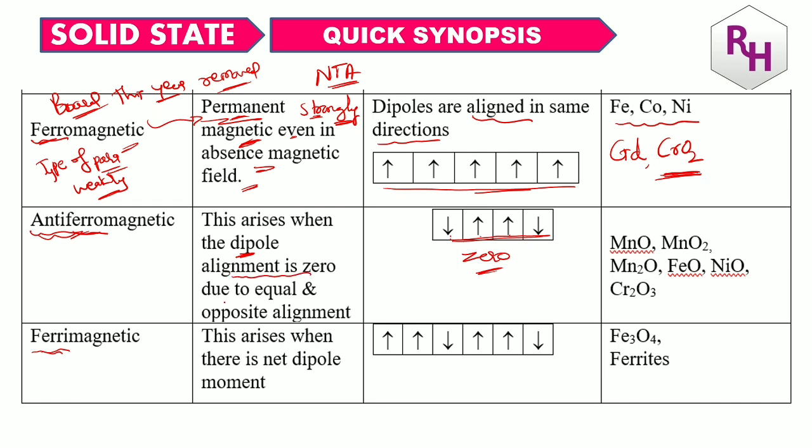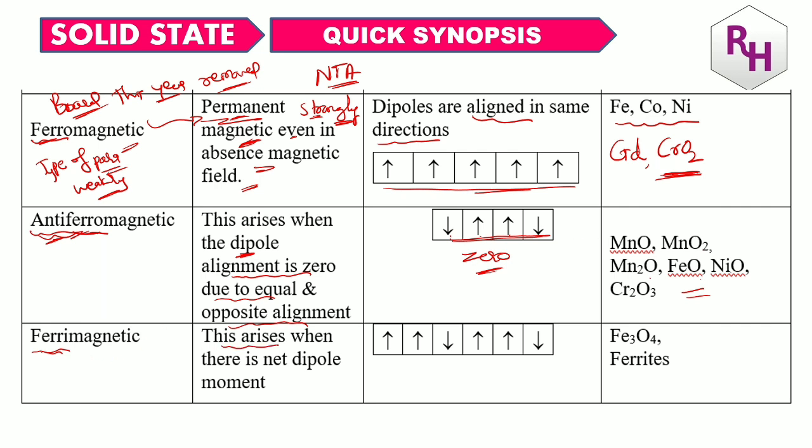Dipole alignment is 0 due to equal and opposite alignment. Examples: MnO, MnO2, Mn2O3, NiO, Cr2O3, etc. The only difference is that antiferromagnetic means it will not be attracted by the magnetic field. That is not due to the absence of unpaired electrons. There is the presence of unpaired electrons, but they are in equal and opposite number.